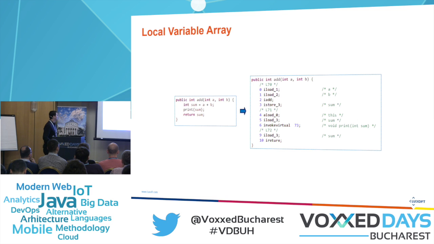Okay, let's see how it looks. Initially we had this add method. We compiled the method and we disassembled it, and this is the bytecode. Now, if we take a closer look at the bytecode, we see some kind of indexes. This index, for example the 3 index, is an index into the local variable array.